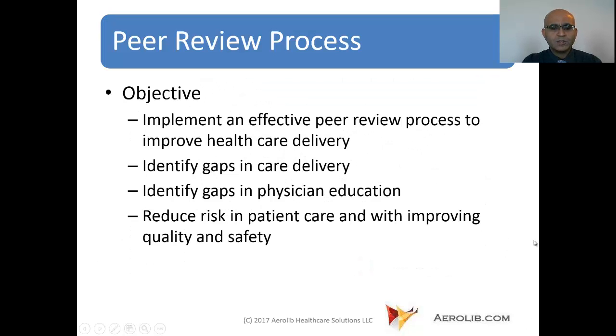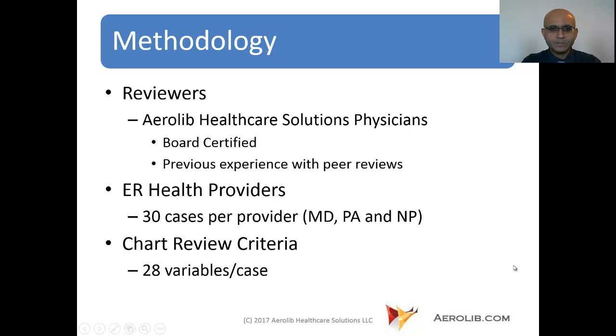Now, the peer review process needs to be objective. What we want to do is implement an effective peer review process to improve healthcare delivery. We want to identify gaps in care delivery, identify gaps in physician education, and then reduce the risk in patient care, improving quality and safety.